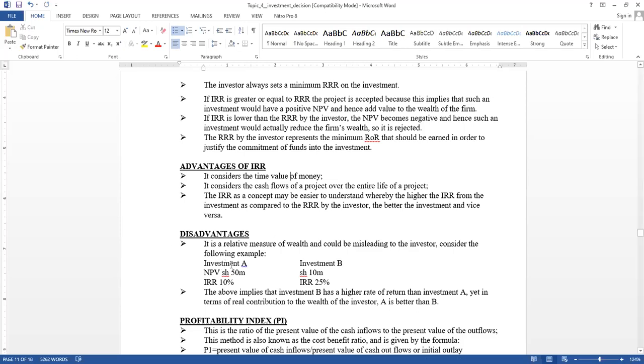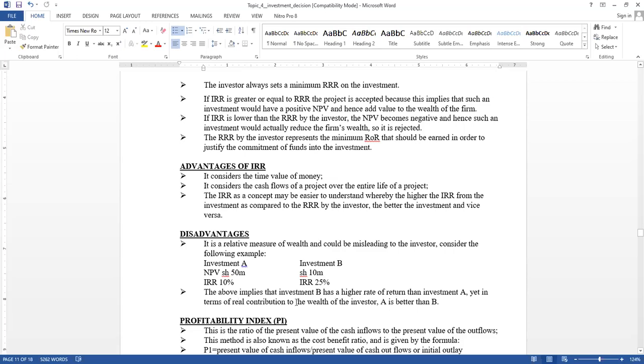Take an example, you have two investments, A and B. You find that A has NPV of 50 million. Then investment B has NPV of 10. So meaning that the IRR here for A is 10% and then B is 25%. So what does it imply? That investment B has got a higher rate of return than investment A.